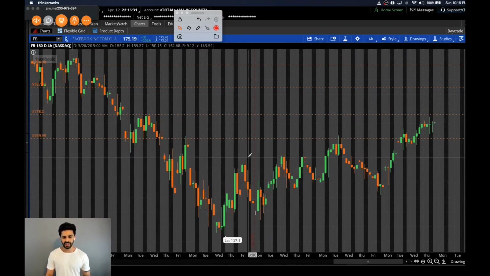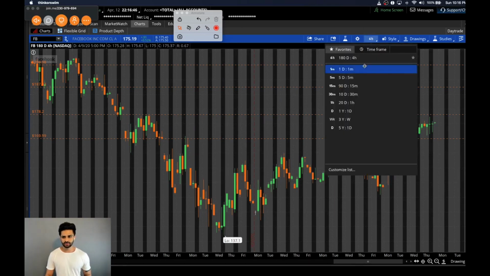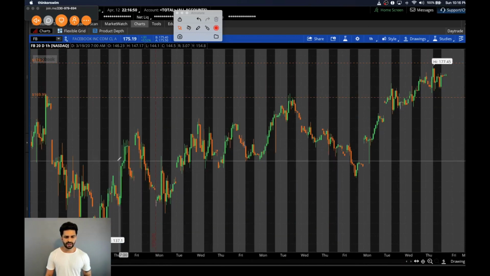And before we do that, you remember how we set that color to be orange? Now, since we're going into smaller time frames, and this is a lot of chop and a lot of levels are broken and then retested, you want to have a different color. All right, so we're going to go to the 20-day 1-hour chart. And now if you look here, we're getting a cleaner chart, right?